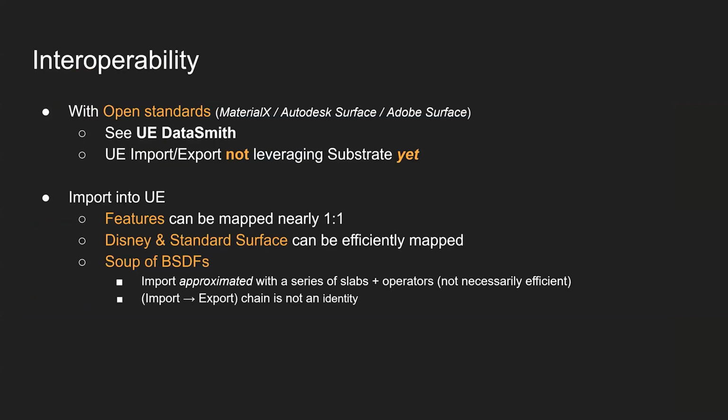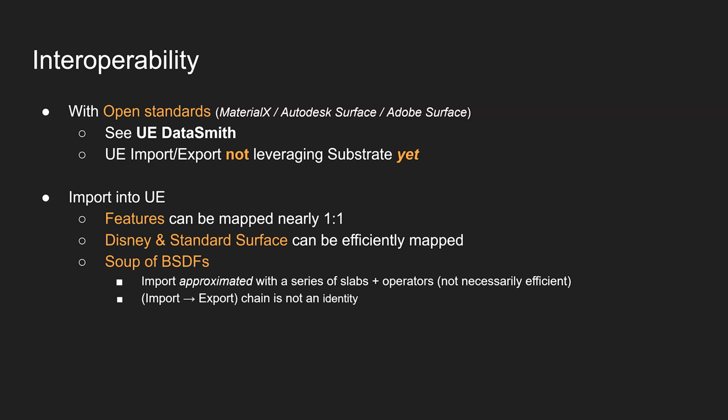So let's conclude a bit, and let's start with the interoperability. So with open standards, that is achieved in Unreal Engine through Datasmith. And right now, this does not leverage Substrate yet, but of course that's a goal. When that works, we expect features to map one-to-one, like specular or diffuse or maybe subsurface, anisotropy, except maybe if you use the microfacet distribution that is not GGX, that we don't have.